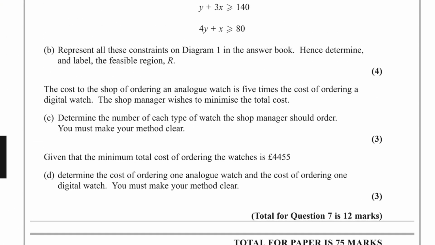Now for part C, the cost to the shop of ordering an analog watch is 5 times the cost of ordering a digital watch. The shop manager wishes to minimize the total cost. We have to determine the number of each type of watch the shop manager should order. You should make your method clear.